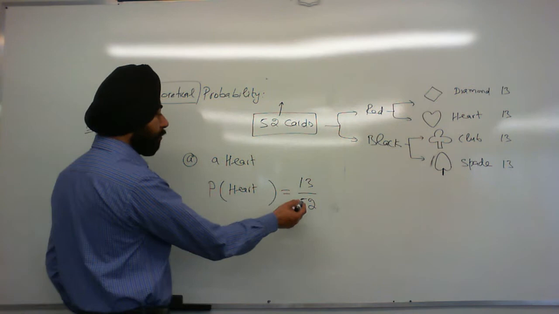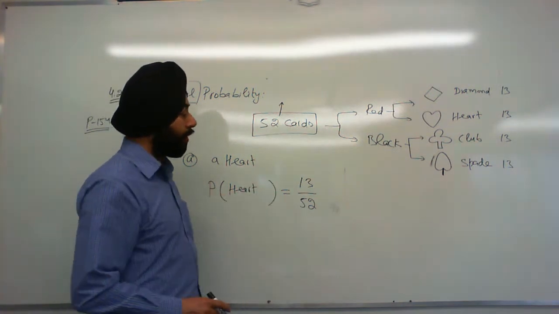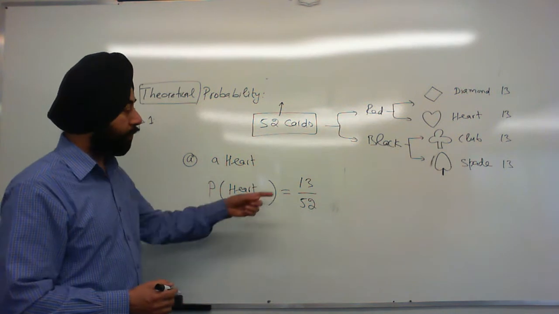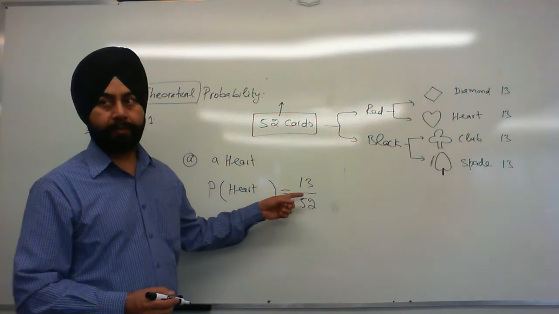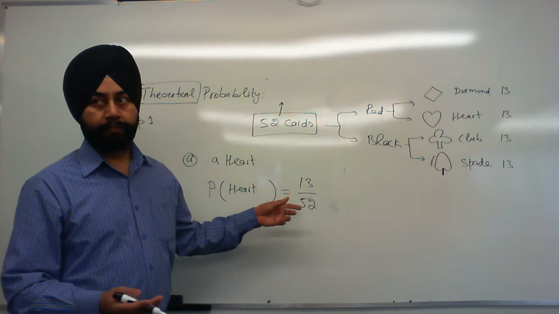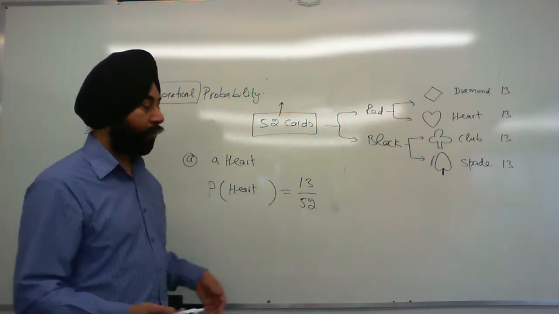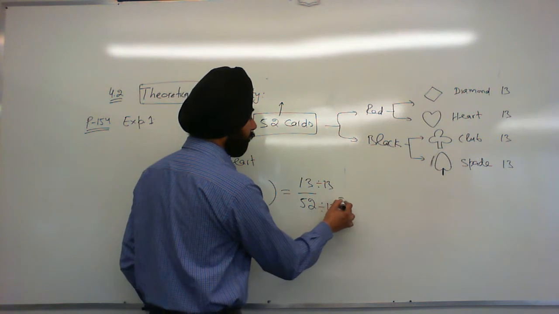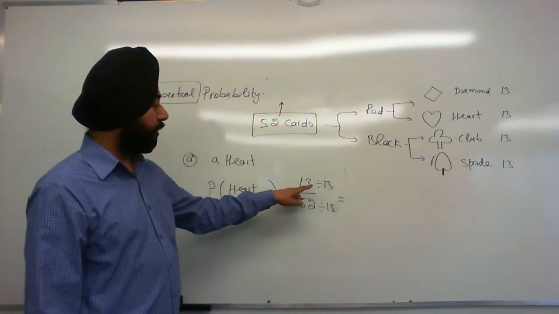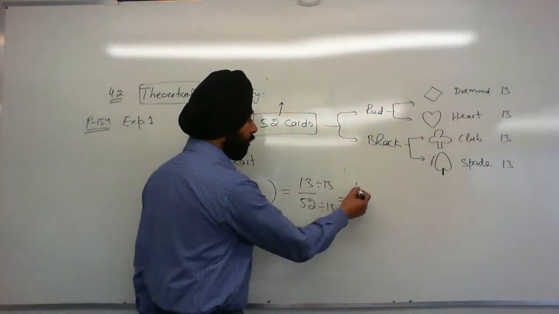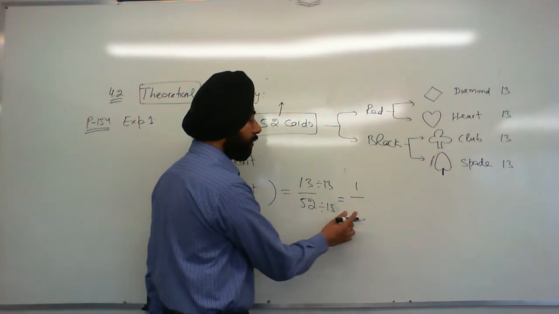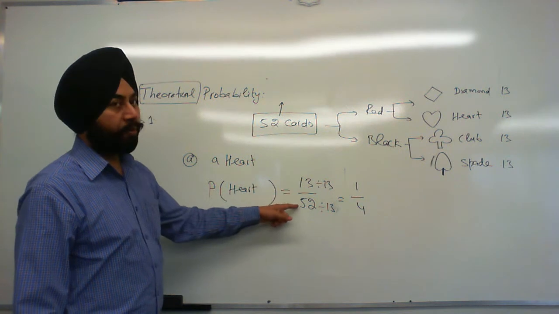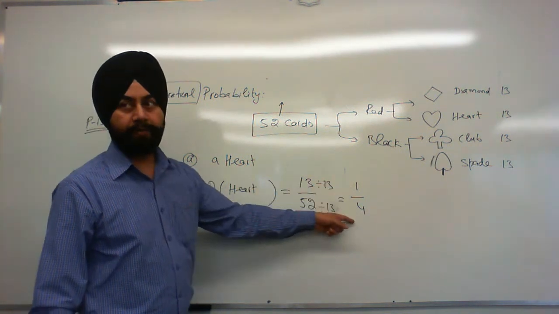And then you have to write this in 4 different ways. If you can simplify this, you should. Can you simplify it? Is there any common factor? You can divide both of them by 13, isn't it? 13 divided by 13 is 1, and 52 divided by 13 is 4. So 13 out of 52 is same as 1 out of 4.